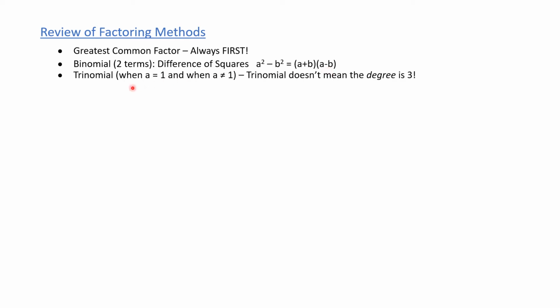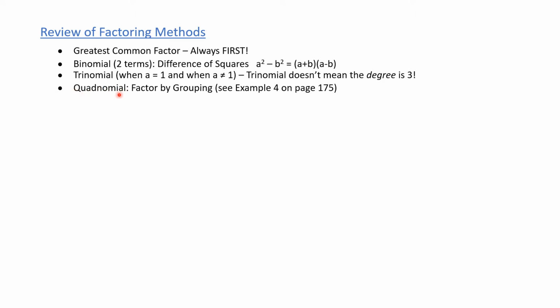A trinomial is three terms. It's not a degree of three. So sometimes your trinomial, your leading coefficient's a 1, sometimes it's not a 1. We have different methods for that: sum and product, or crisscross, or decomposition for factoring trinomials. Then everything after that, quadnomial, is really 4 terms.